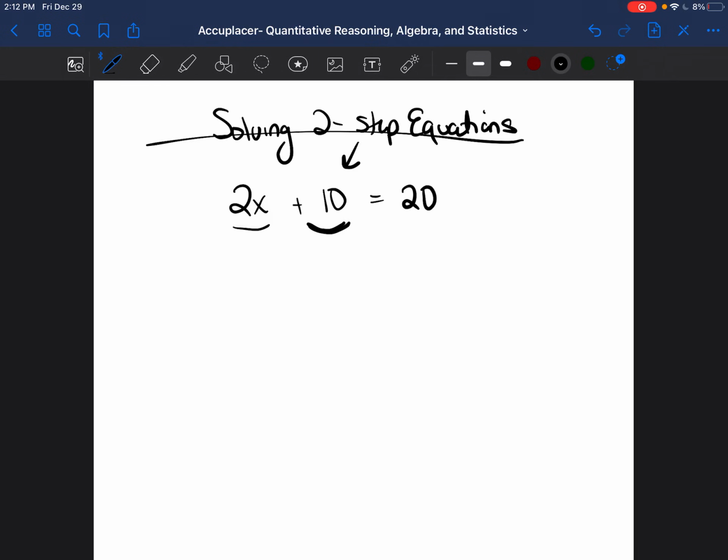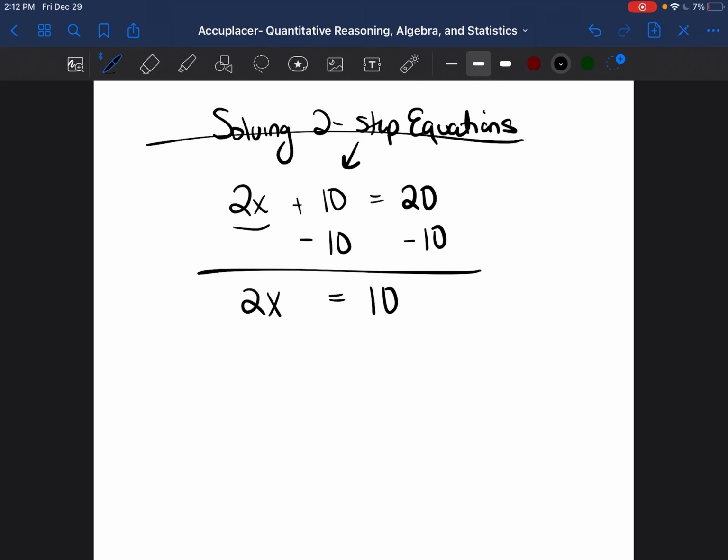Again, the first thing you want to get rid of is the number that's on the same side as the x but is not attached to the x. So that number would be 10. How do we get rid of the 10? Well, we do the opposite of what's happening. It's being added, so to get rid of it, you subtract. So we're going to subtract 10 from both sides. So we are left with 2x is equal to 10. Okay?